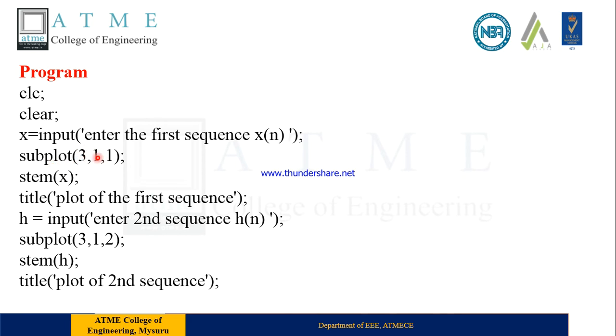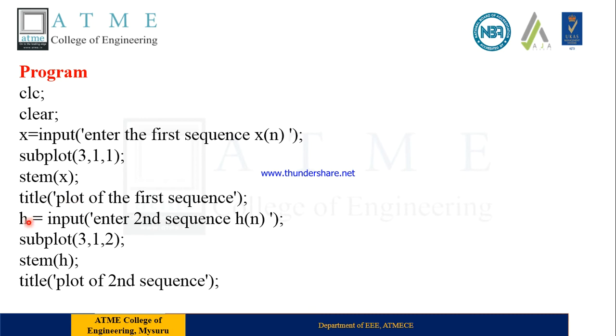3, 1, 1 means I have 3 rows, 1 column, and the first image in that column. So stem is a continuous to discrete representation that we are going to plot with respect to our first sequence. Whatever sample sequence we are getting will be represented in discrete form. And finally, we have given the plot title as plot of first sequence.